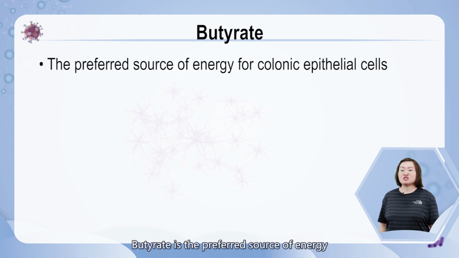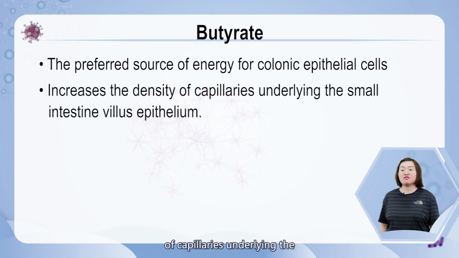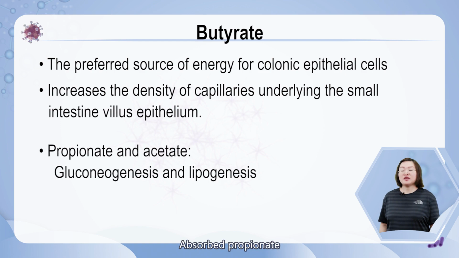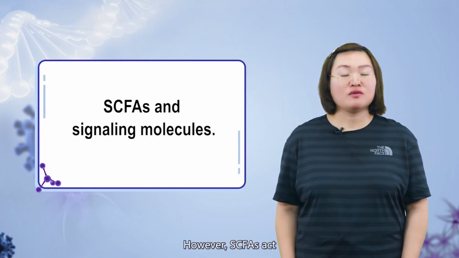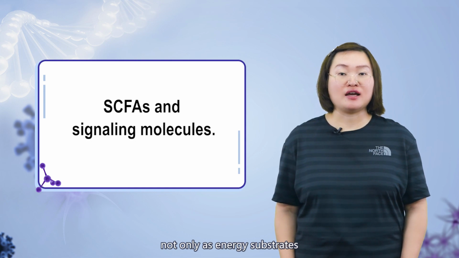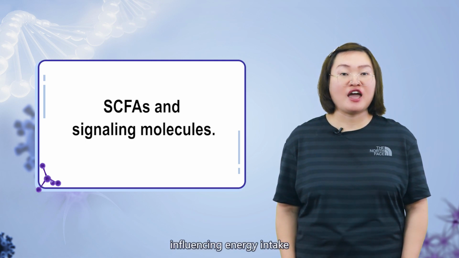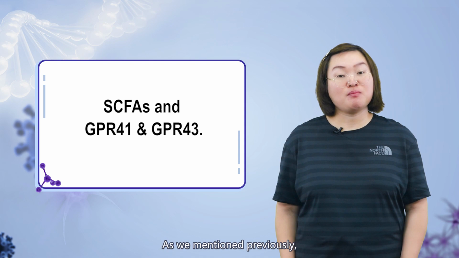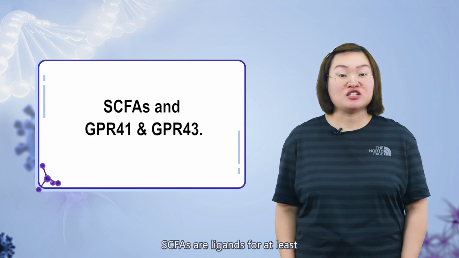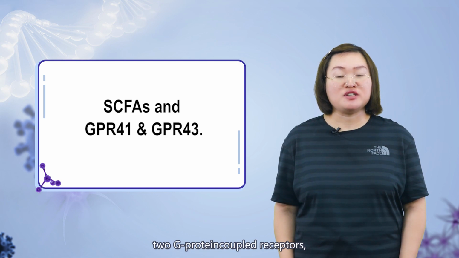Butyrate is a preferred source of energy for colonic epithelial cells and increases the density of capillaries in the small intestine villous epithelium. Absorbed propionate and acetate are delivered to hepatocytes where they can be used for gluconeogenesis and lipogenesis, respectively. However, short-chain fatty acids act not only as energy substrate for the host but also as signaling molecules influencing energy intake and metabolism. As we mentioned previously, short-chain fatty acids are ligands for at least two GPR receptors.